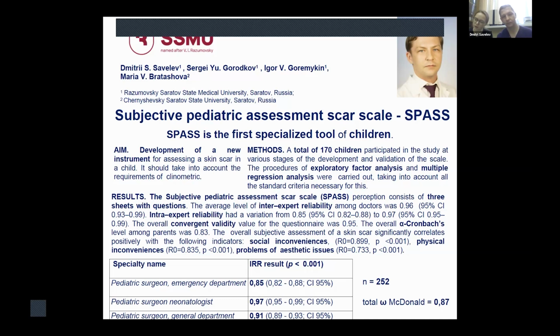Not only doctors but also child psychologists and teachers took part in the development of a tool for subjective assessment of a child's scar.